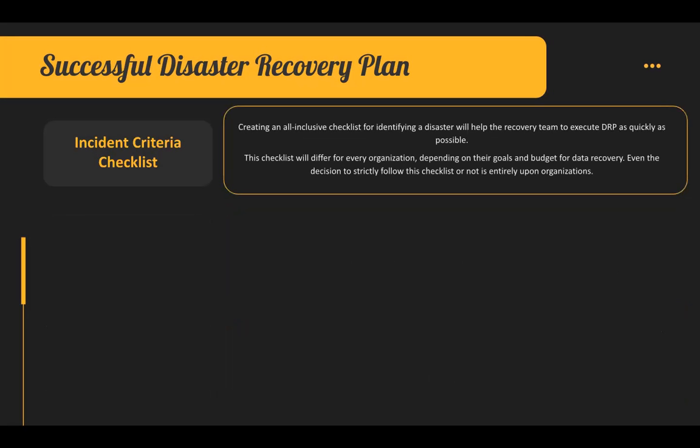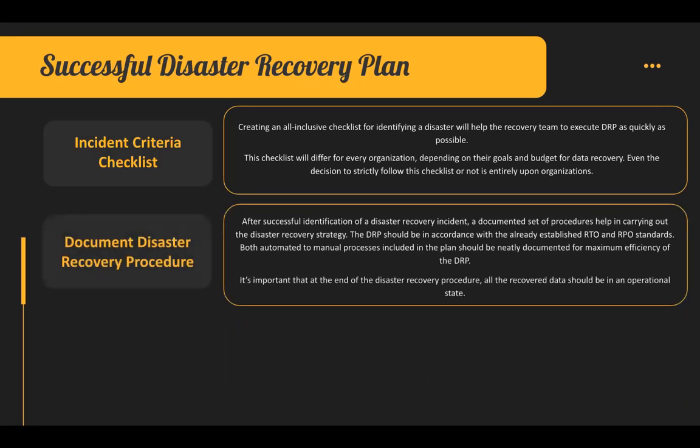You want to make sure that the incident criteria checklist is up to date. So you want to create an all-inclusive checklist for identifying a disaster that will help the recovery team to execute the disaster recovery plan as quickly as possible. Obviously, it will differ for each organization depending on their goals and budget for data recovery. Even the decision to strictly follow this checklist or not is entirely up to you.